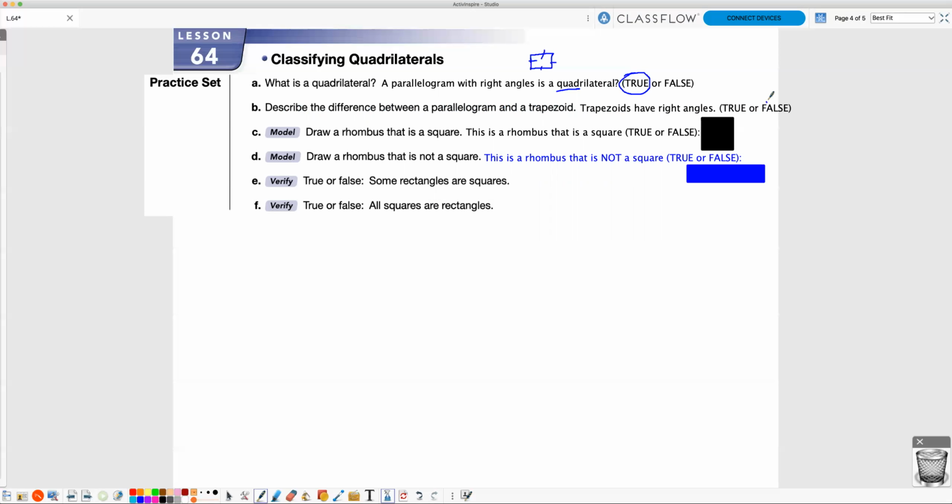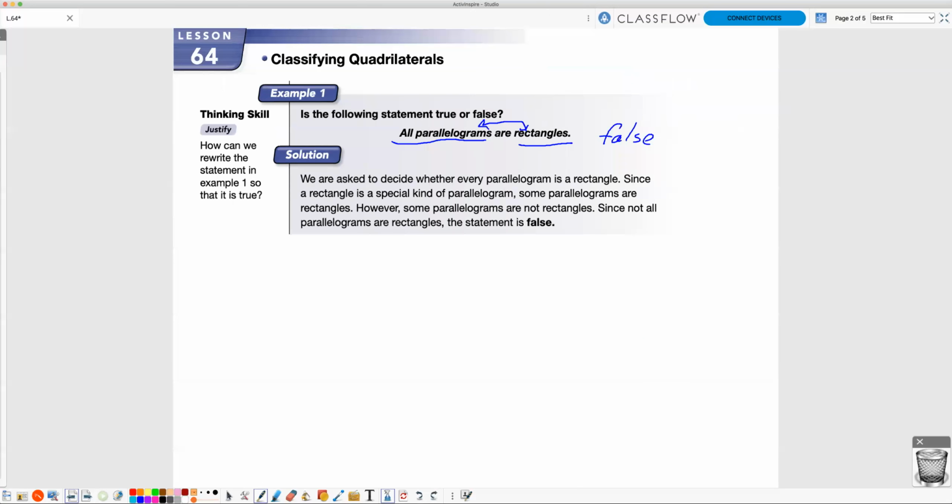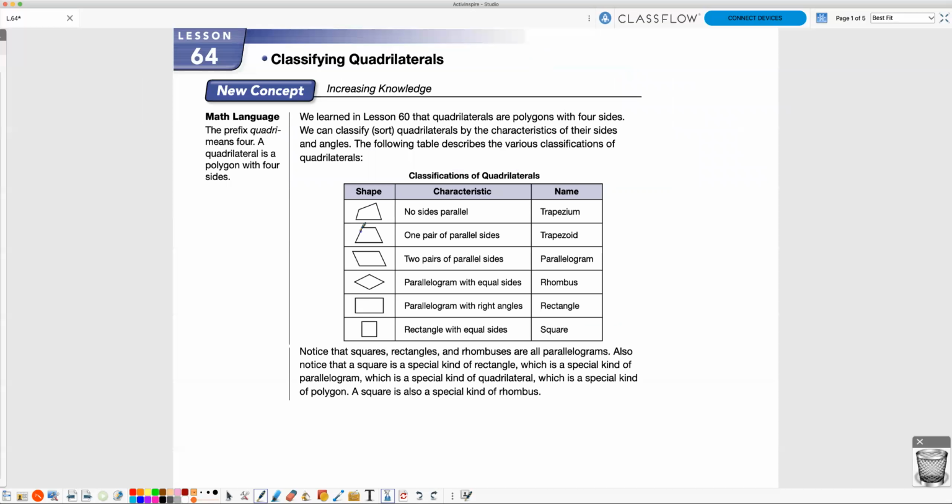This one should have been false. If you go back and look at the picture of your trapezoids, you can see that this angle is not a right angle. This is not a right angle. Neither is this or this. It just has one pair of parallel sides.